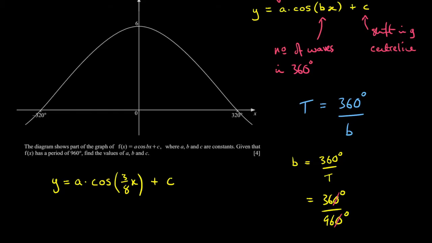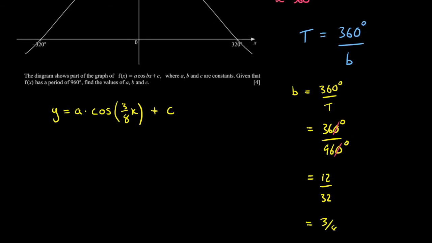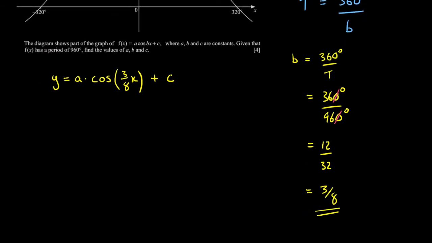Okay then, so what's the other information we've got? Well, we've got these things here. We've got the x-intercept and we've got a y-intercept. So basically we know that when x is 320, y is 0, and when x is 0, y is 6. So we can substitute that into here and get some equations. So let's try that. When x is equal to 320 degrees, y is equal to 0.